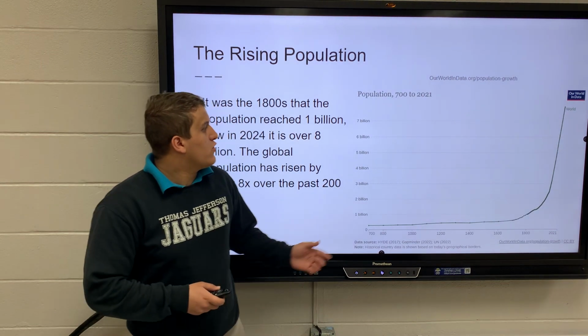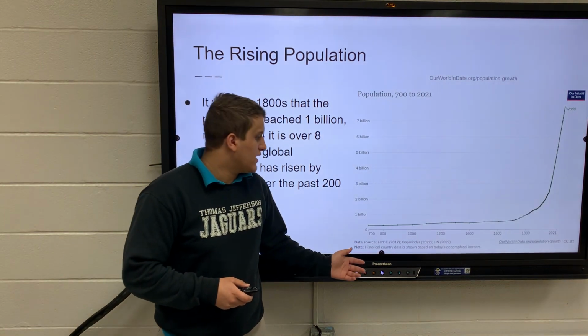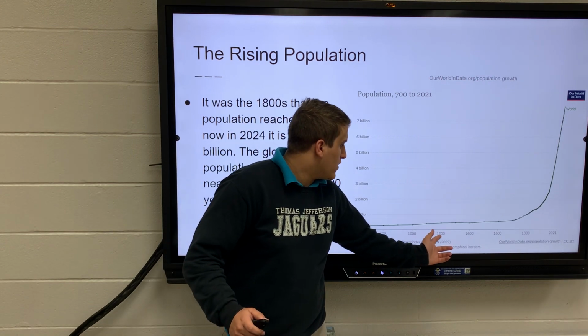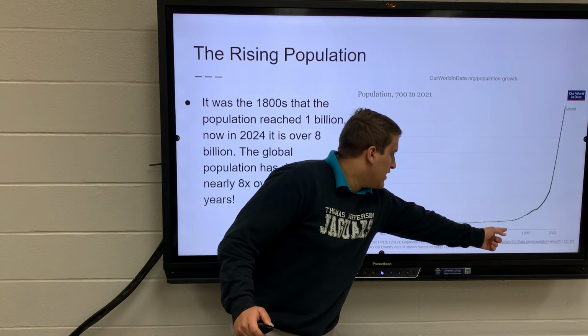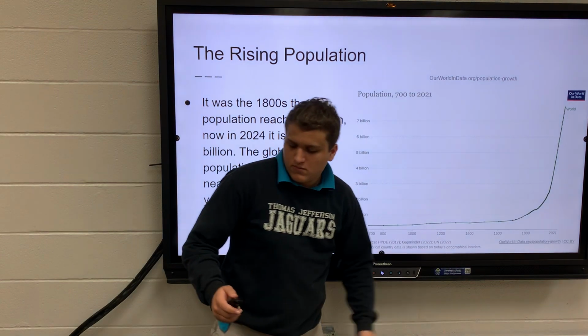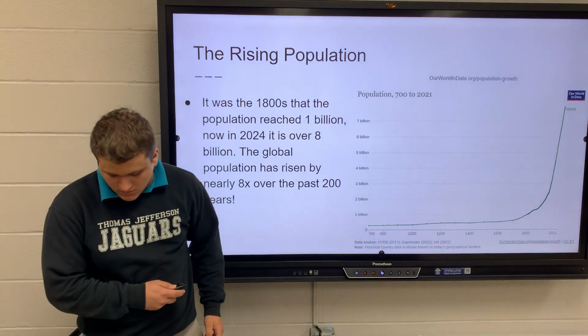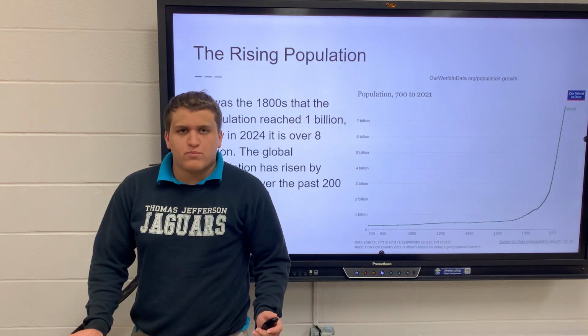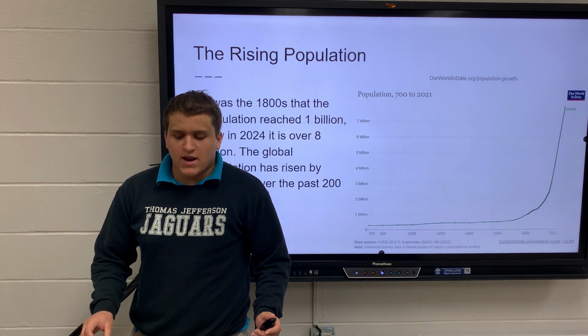This graph, created by the United Nations, visualizes this by showing how population barely changed over 1,000 years and then had a sudden increase in the 1800s. Later in my presentation, I'll talk more about why the population rose so dramatically during this time.